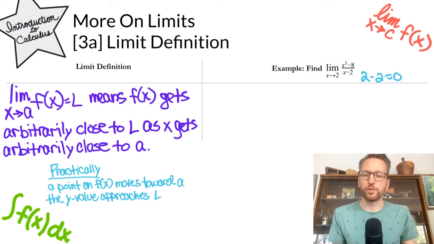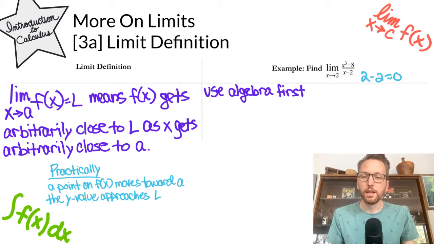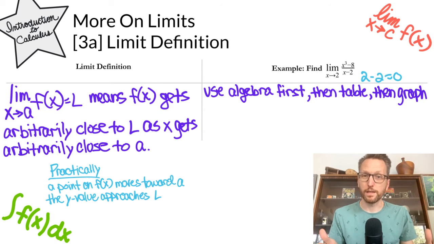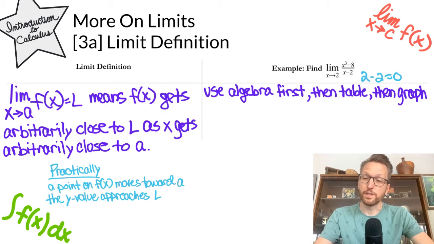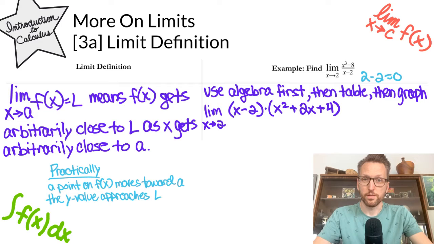So here's the approach. We'll always use algebra first, if possible, then a table, then the graph. So let's evaluate this limit in that order. So first, algebraic. This expression is equal to the limit as x approaches 2 of x minus 2 times x squared plus 2x plus 4. That's what x cubed minus 8 factors down into.